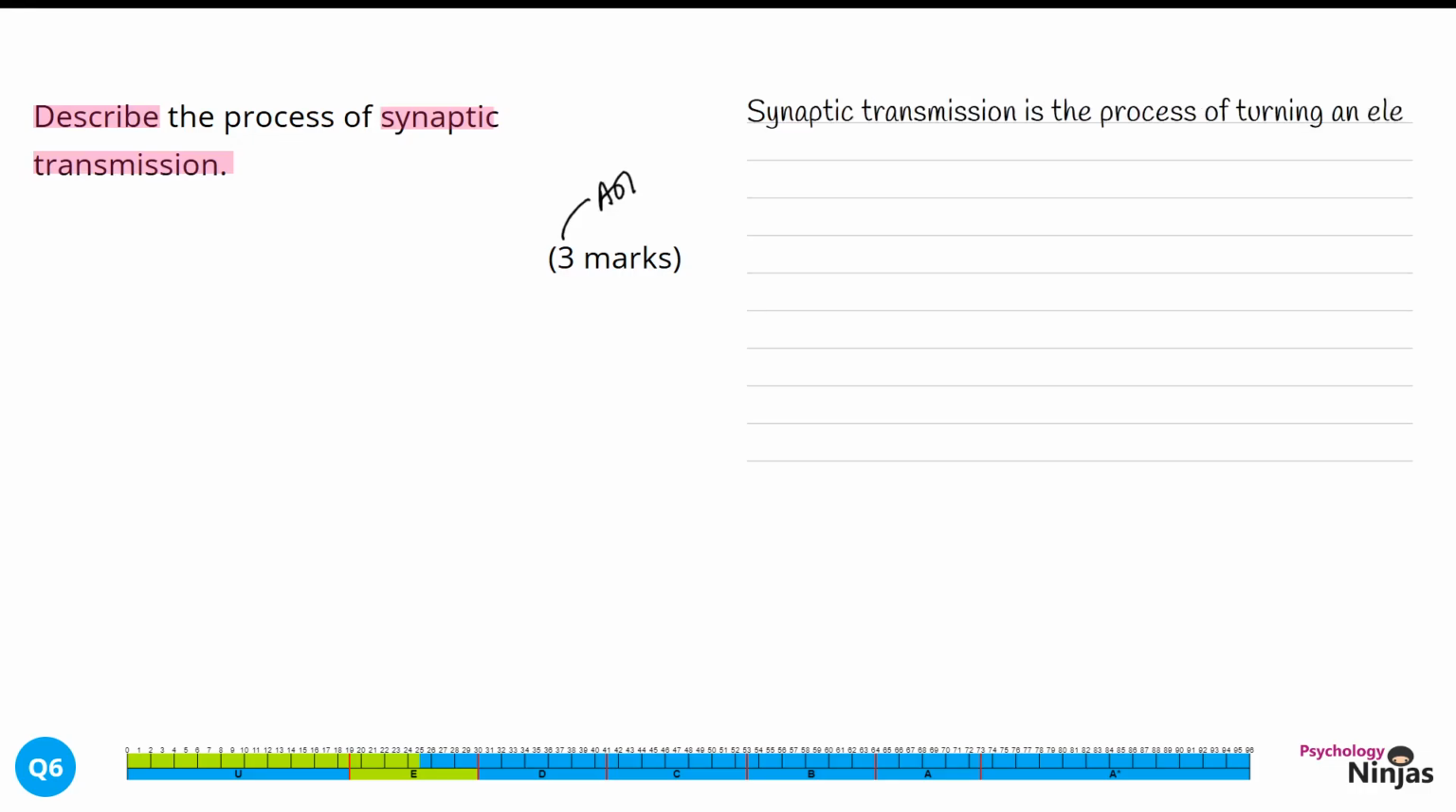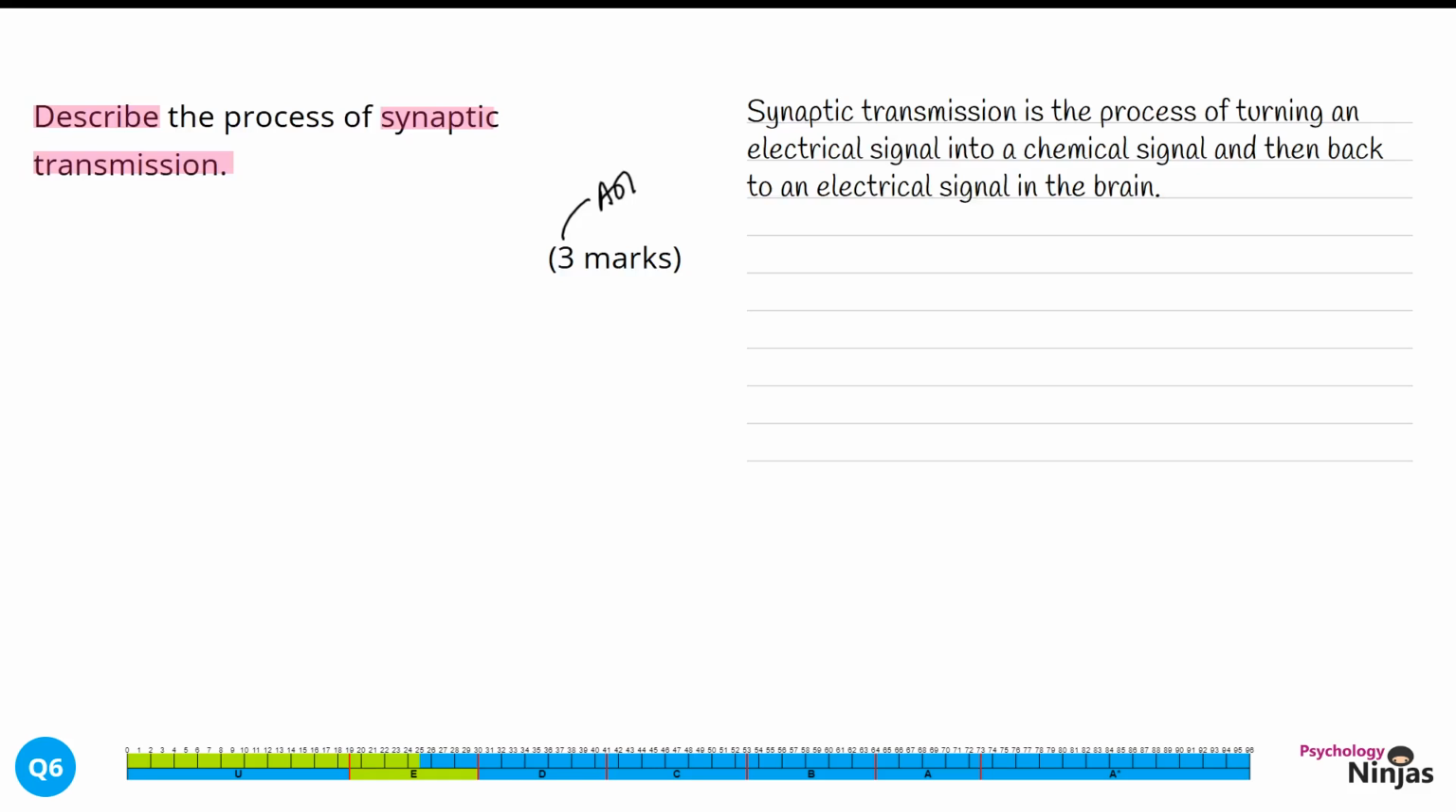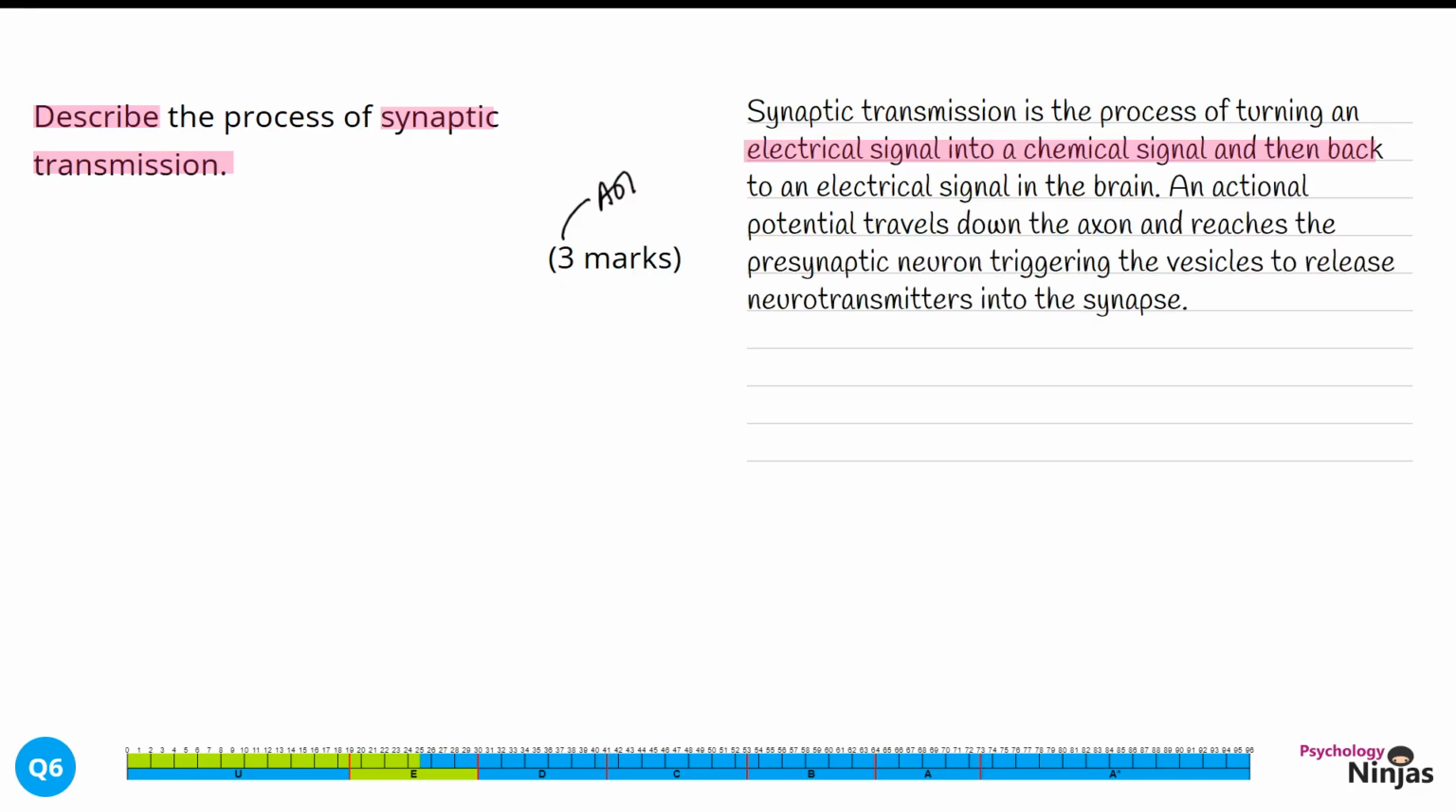Here's our response. Synaptic transmission is the process of turning an electrical signal into a chemical signal and then back to an electrical signal in the brain. We've clearly identified a process here, with electrical signals and chemical signals being part of the process of synaptic transmission. An action potential travels down the axon and reaches the presynaptic neuron, triggering the vesicles to release neurotransmitters into the synapse. We have a range of terminology here, clearly identifying again another process in which neurotransmitters are released from the vesicles.